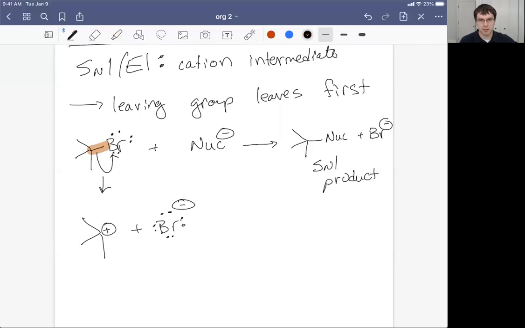Now we have a positive charge, and that positive charge is prone to being attacked by a negative charge. So we're going to have the nucleophile engage the positive charge. And when we do that, we get right to the product. Leaving group leaves first. Negative attacks the positive. It always goes from negative to positive.